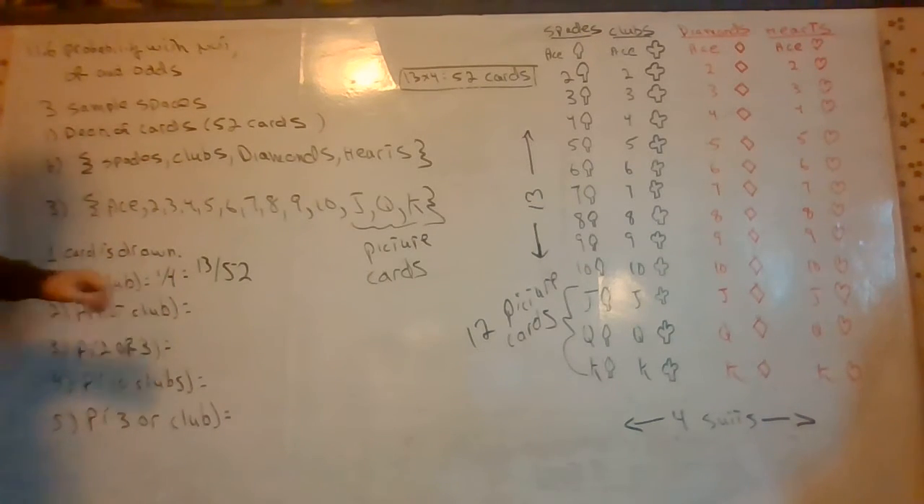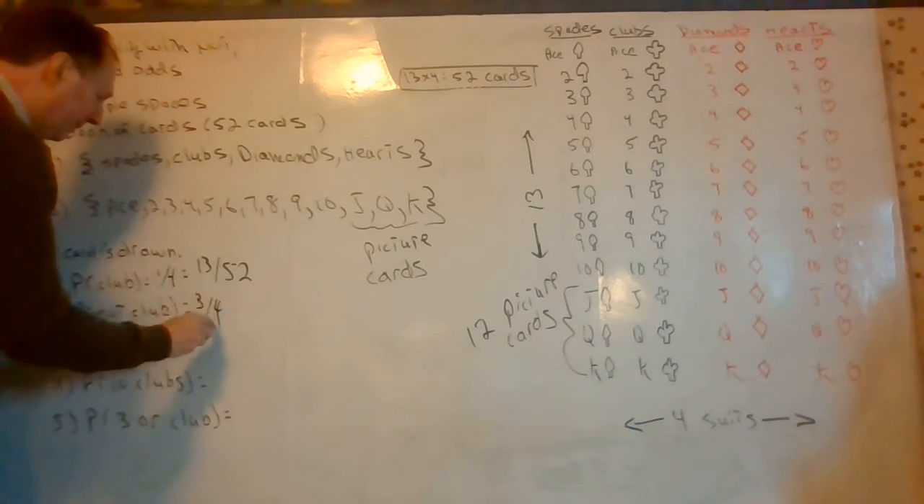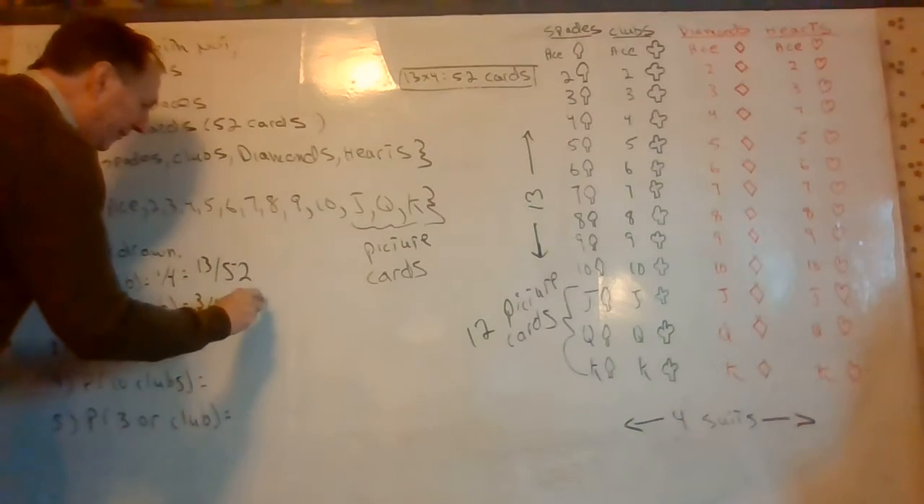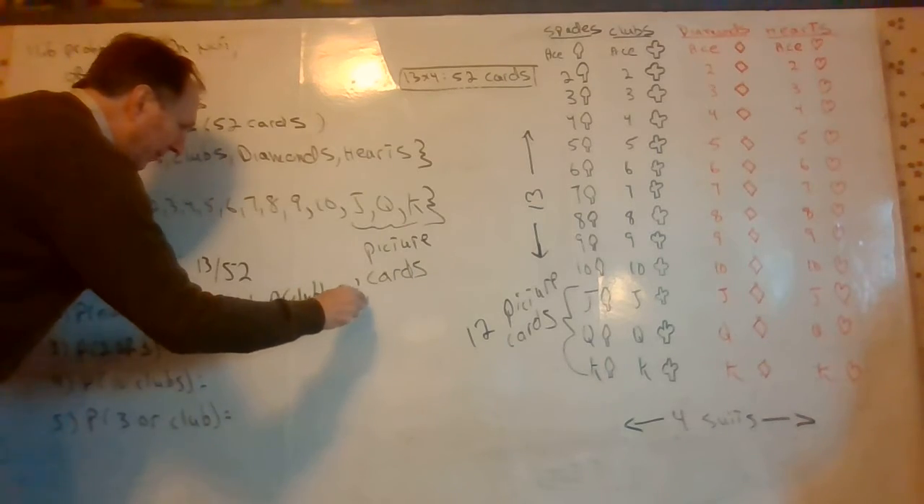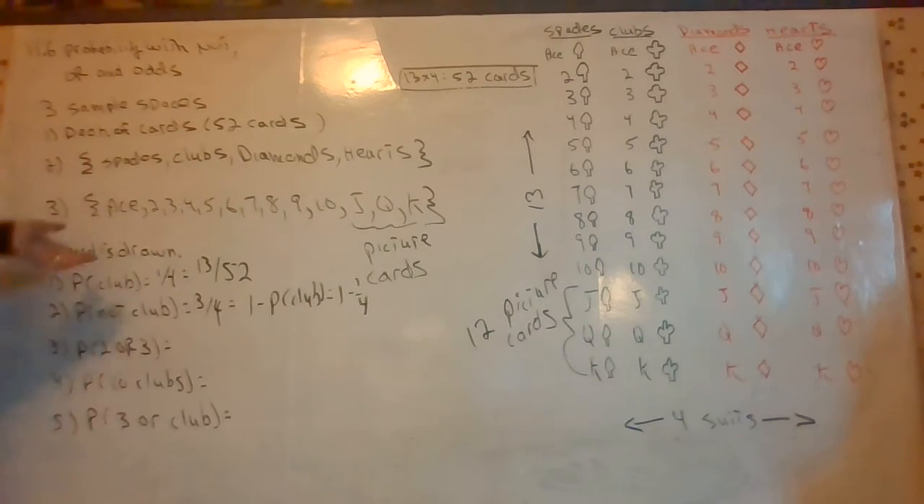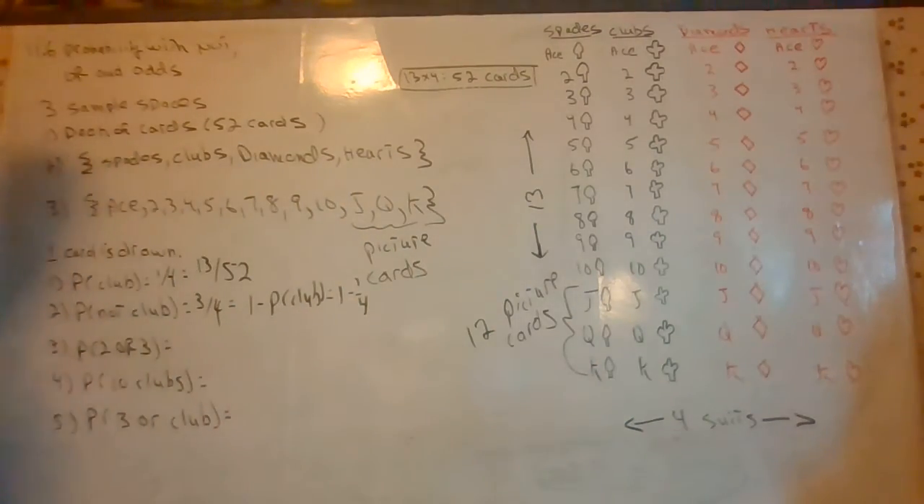Probability not a club, you can calculate this directly. Not a club is spades, diamonds, or hearts. That's 3/4. But there's also a rule we can do: 1 minus probability of club, which is 1 minus 1/4, and 1 minus 1/4 is the same as 3/4. So I believe all the problems here you can use these complementary probabilities, or you can just calculate them directly. And incidentally, it would be 39 out of 52 if you use the larger sample space.